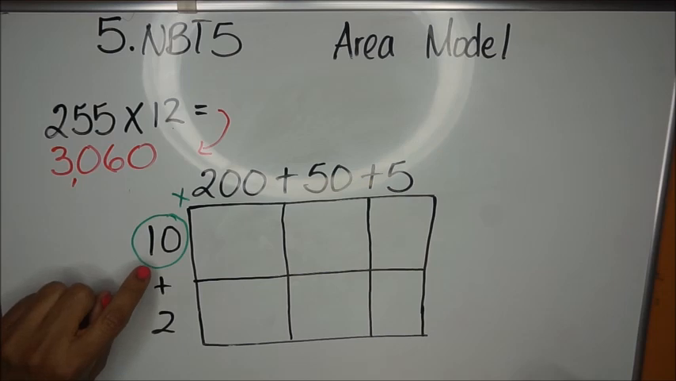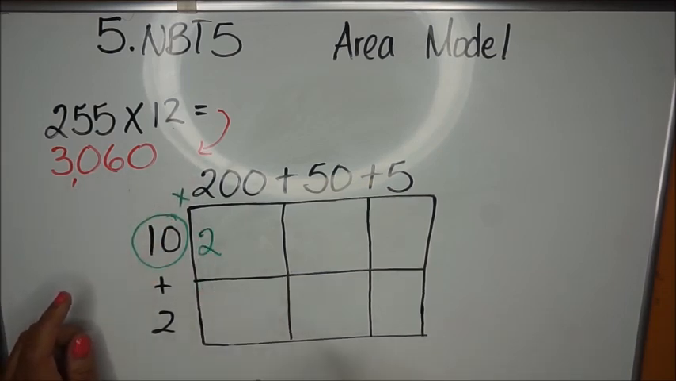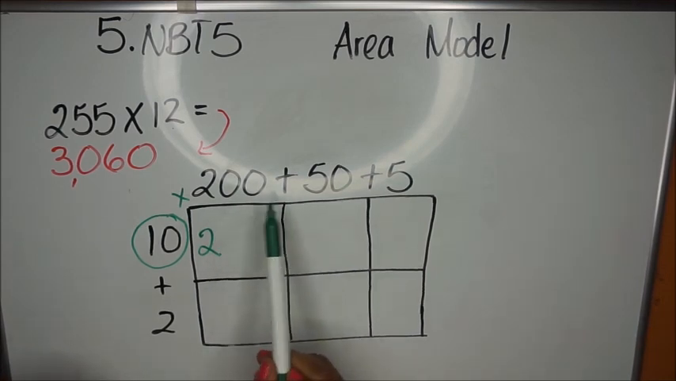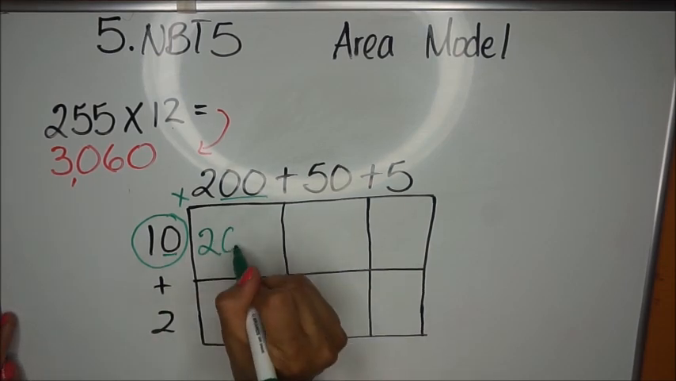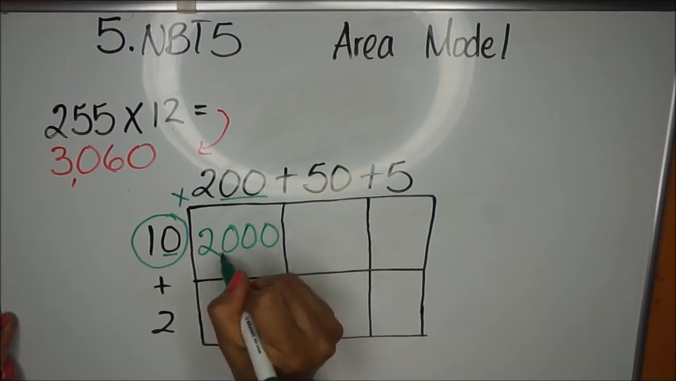So here's what I'm going to do. 1 times 2 is going to be 2. Okay, so 1 times 2 is 2. So I'm going to combine my zeros. So I have 2 zeros here, and I have 1 zero here. So that's a total of 3 zeros. So I'm going to put 3 zeros here. So now I have 2,000.